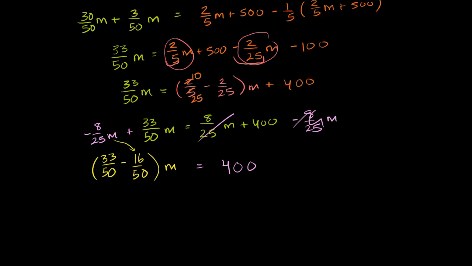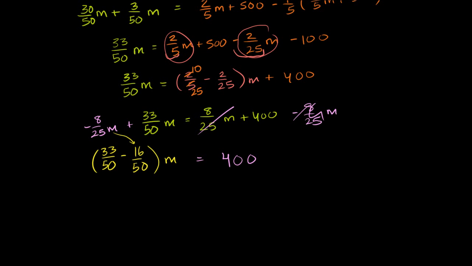We're almost there. This is a nice, meaty problem. And then 33 minus 16 is 17. So we're left with 17 over 50 m is equal to 400. And now we can multiply both sides by the inverse of 17 over 50, which is 50 over 17.